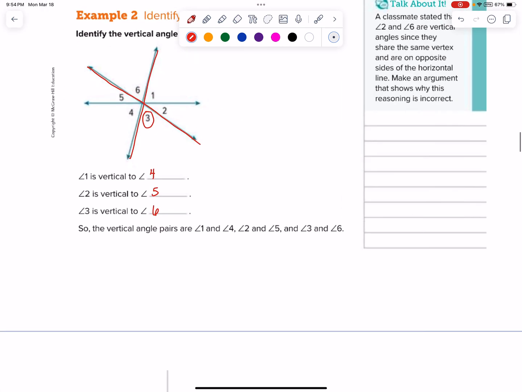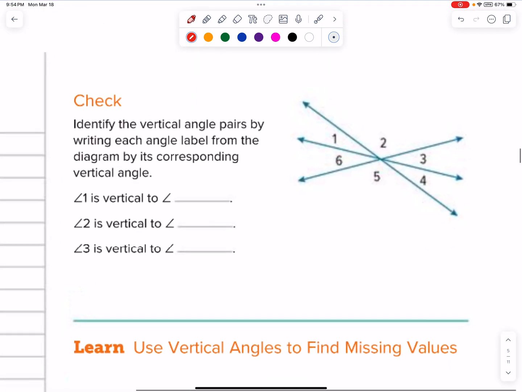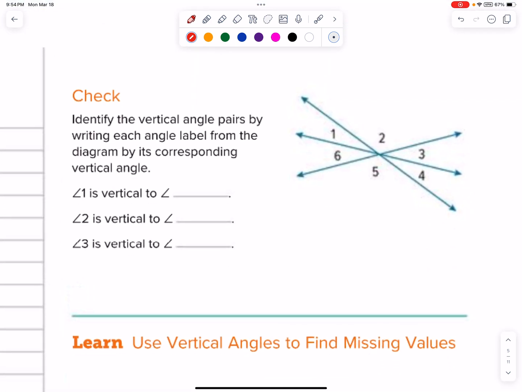Okay. All right, let's go ahead and take a look at the check and try it out on your own. So hit pause, see how you do. All right, so again, we're looking at angle 1, so I'm going to draw the X right around 1 to help me see straight across. There we go. Angle 4. Angle 2 goes with angle 5. And angle 3 goes with angle 6, is vertical to angle 6.